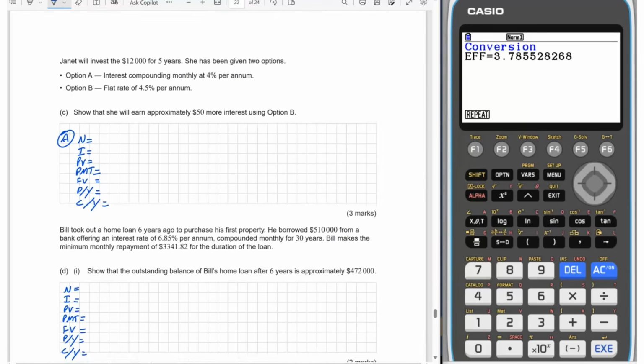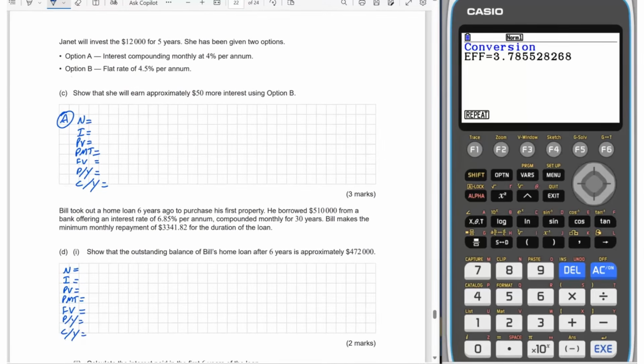Okay, on the next page, we're still looking at Janet. And with Janet, she's decided on two options. So one is just a compounding monthly one at 4% per annum. The other option she's got is a flat rate, so essentially a simple interest rate. And we've got in part C a show that question. Maybe I should highlight that. A show that question, and it's approximately $50 difference in what she will earn. So we need to essentially calculate the interest she's earning for A, the interest she's earning for B, and then find the difference between the two.